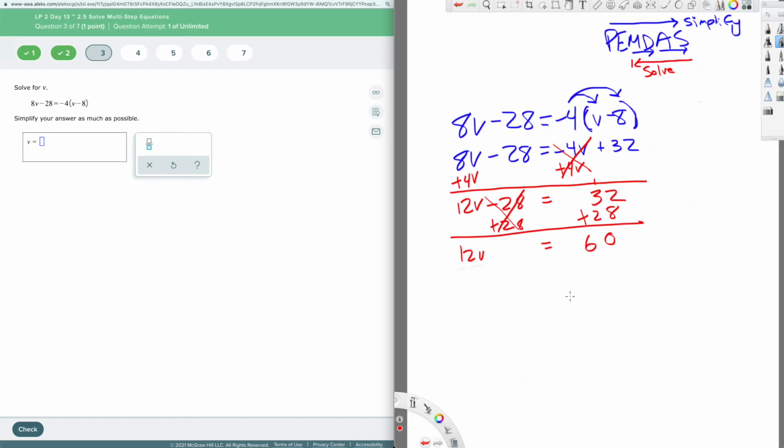So now I can deal with this multiplication by dividing. 12 divided by 12 is 1. v equals 60 divided by 12, which is 5. All right, so we got 5 for v this time.